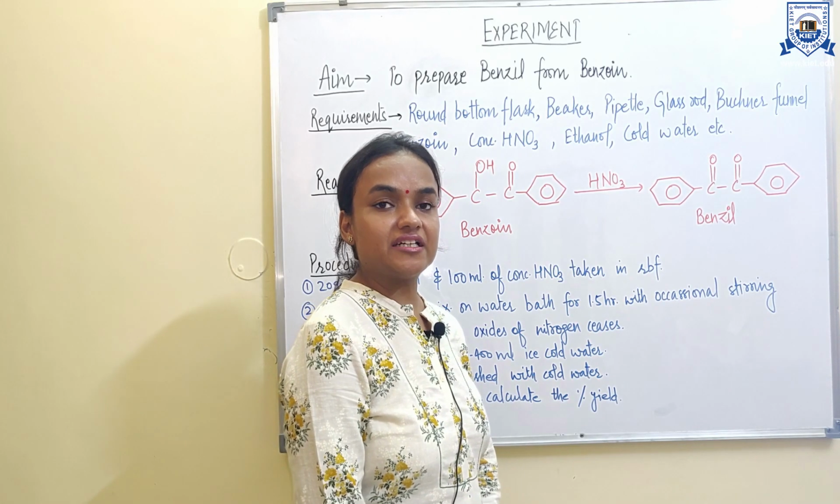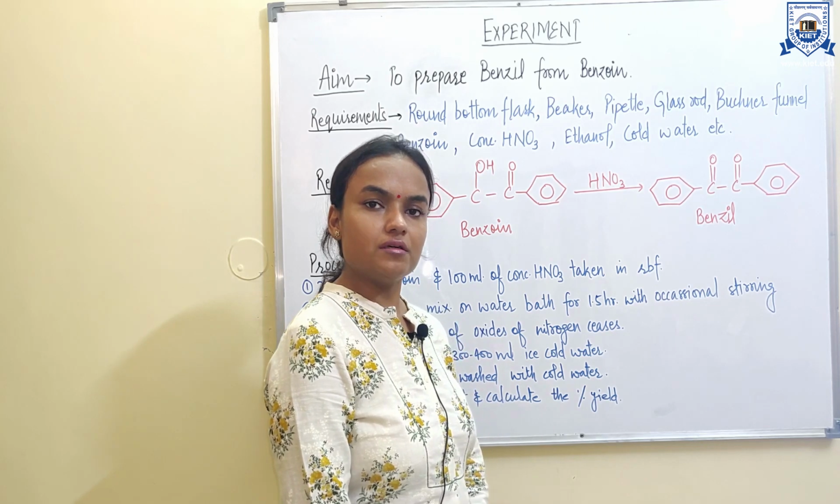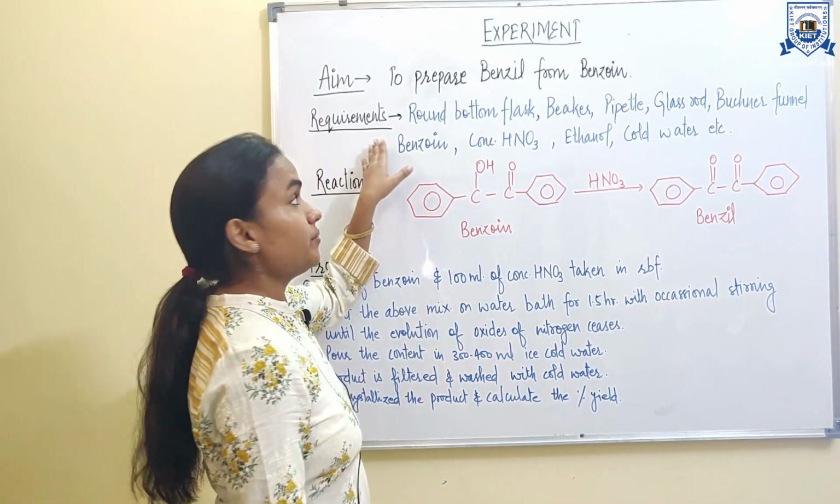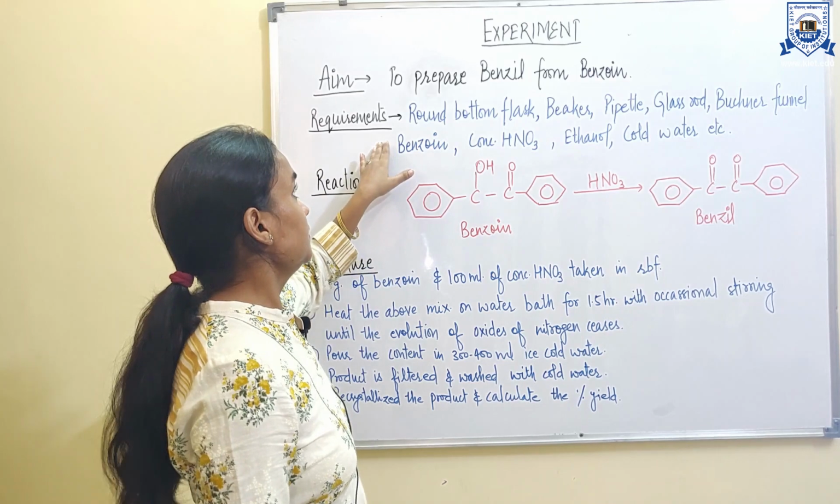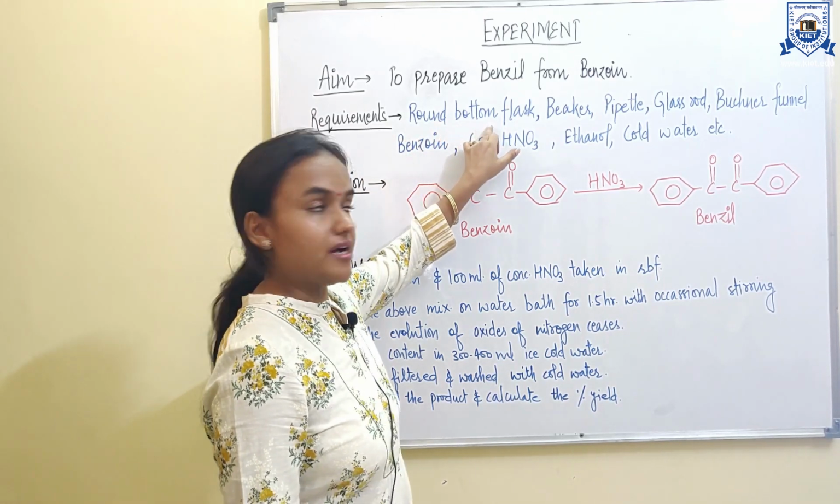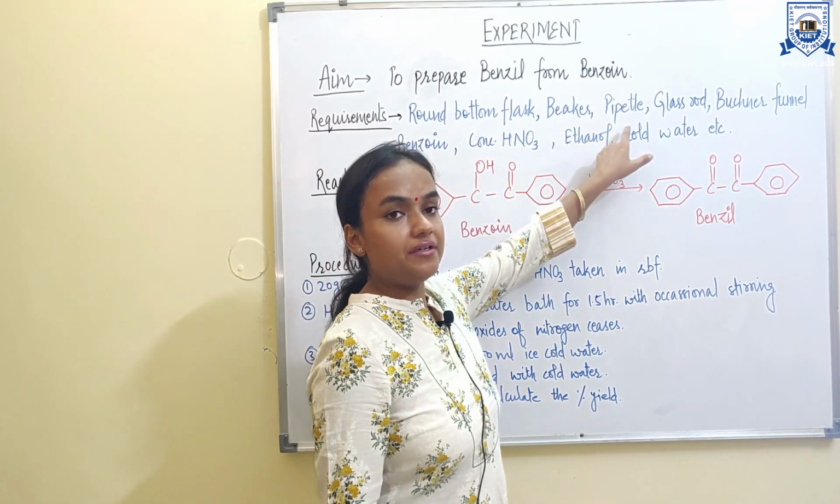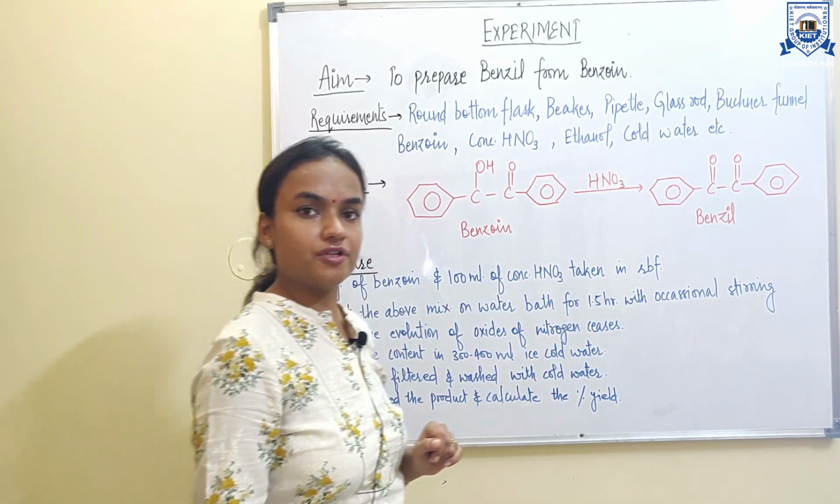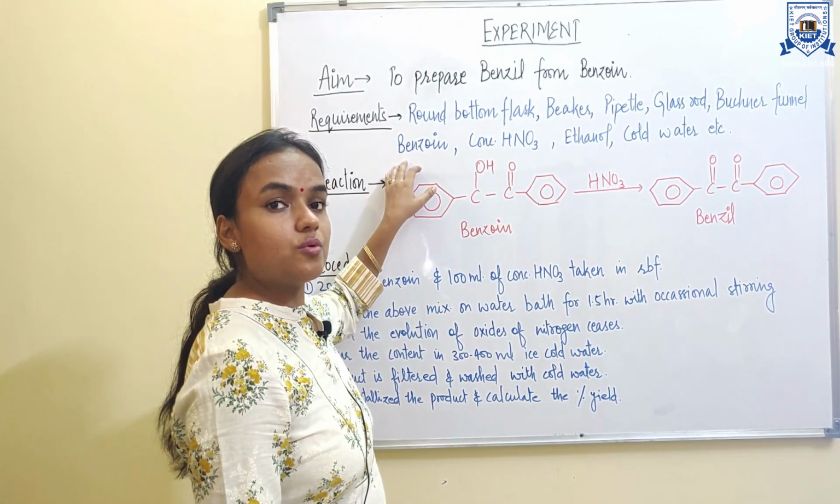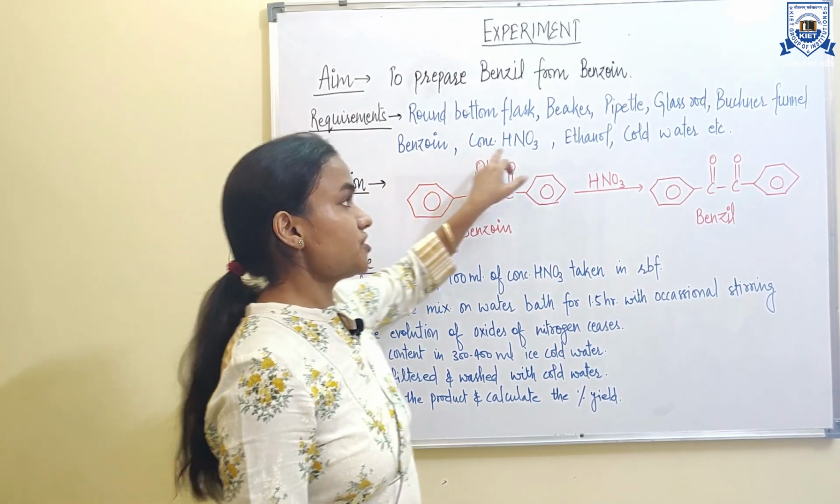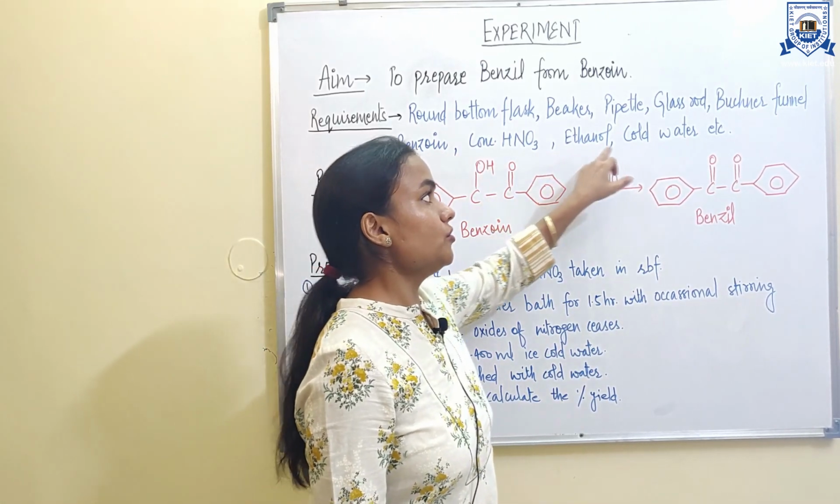The aim of today's practical is to prepare benzil from benzoin. The requirements to perform this experiment are: glassware such as a round bottom flask, beaker, pipette, glass rod and the Buchner funnel for the filtration. And the chemicals required are benzoin, concentrated nitric acid, ethanol and cold water.